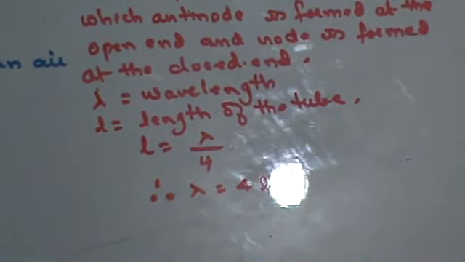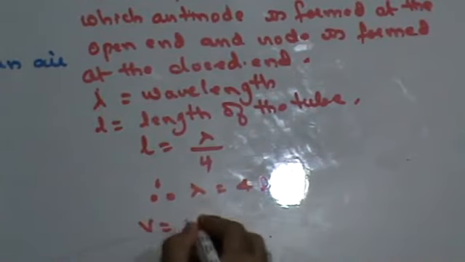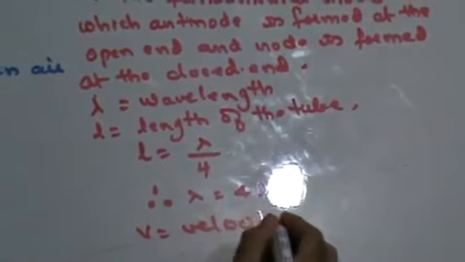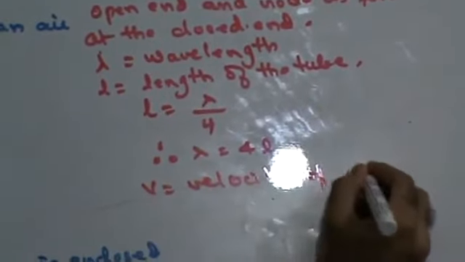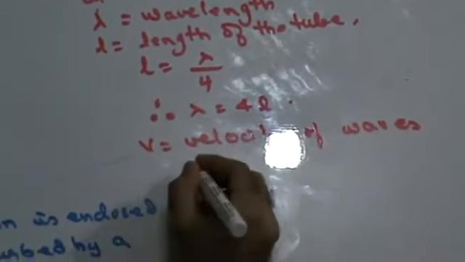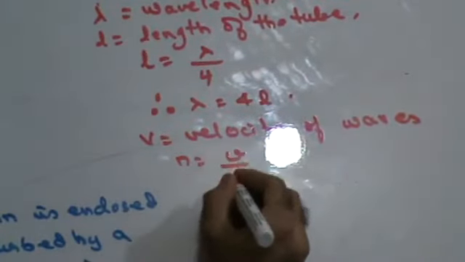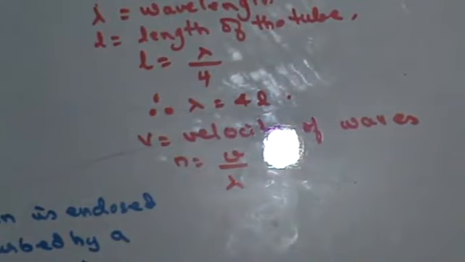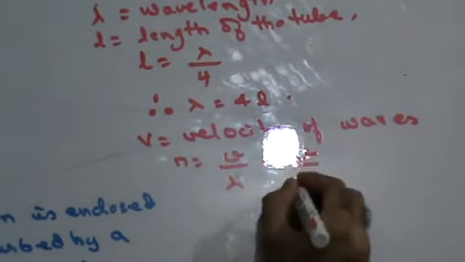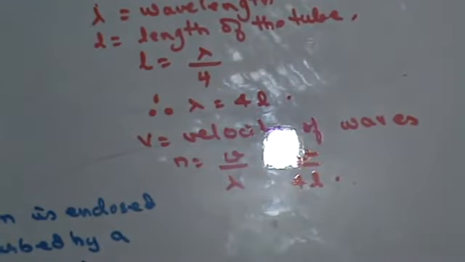Now let's assume that V is the velocity of waves. Now I can say that frequency is nothing but V upon lambda. We just found out lambda to be 4L, so frequency will be nothing but V upon 4L. Fine, do we get this thing clear? This is called the fundamental frequency or the first harmonic.